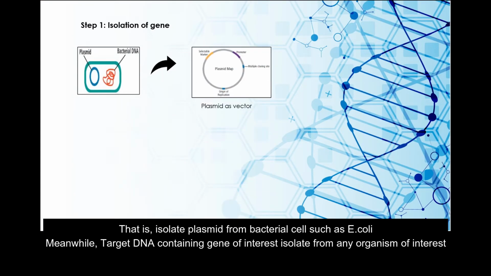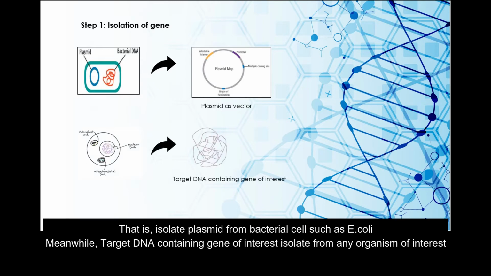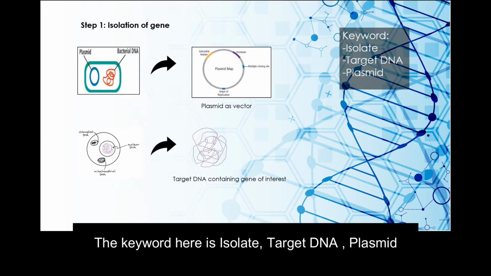That is, isolate plasmid from bacterial cells such as E. coli. Meanwhile, target DNA containing the gene of interest is isolated from any organism of interest. The key word here is isolate: target DNA, plasmid.